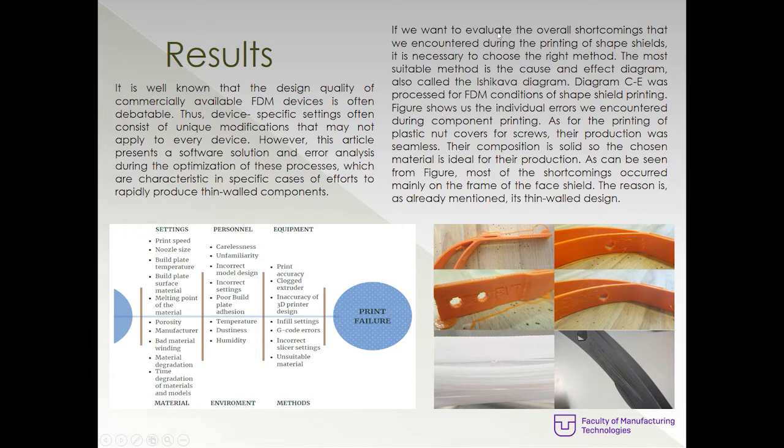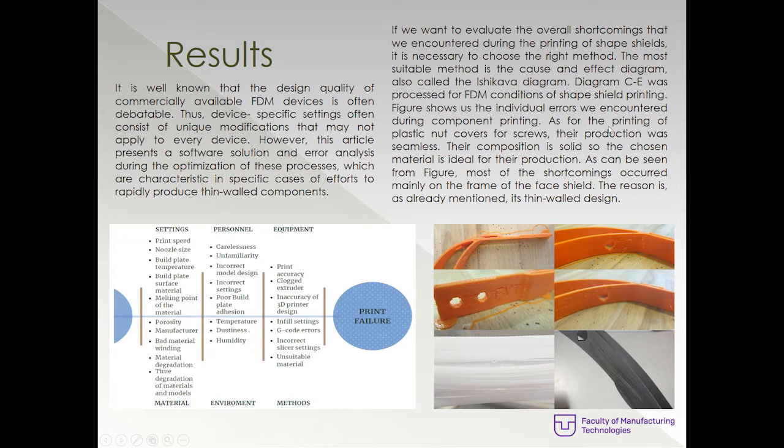If we want to evaluate the overall shortcomings that we noted during the printing of face shields, it is necessary to choose the right method. The most suitable method is the cause and effect diagram, also called the Ishikawa diagram. The cause and effect diagram was processed for the FDM conditions of face shield printing. The figure shows us the individual errors we noted during component printing.